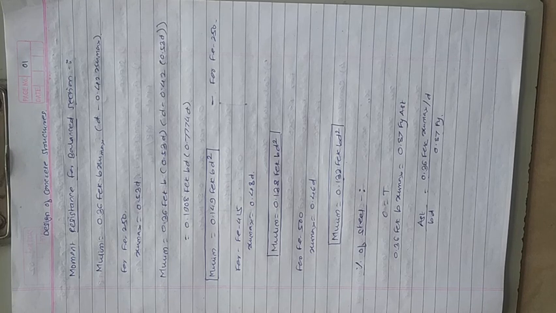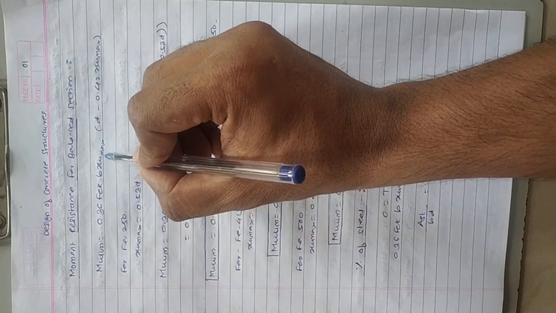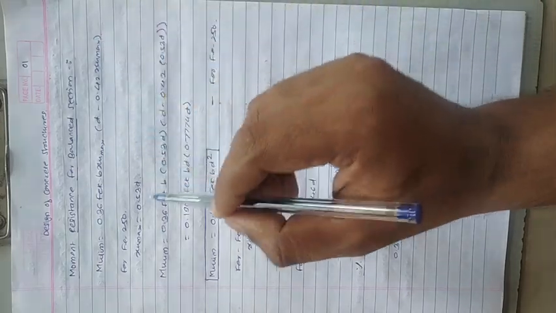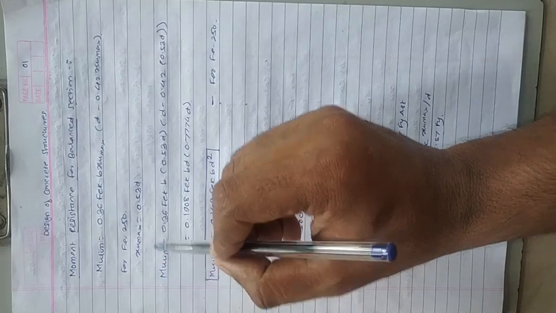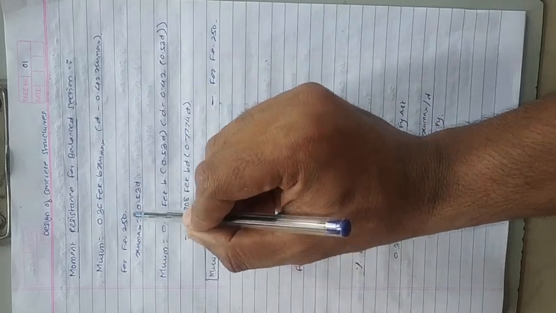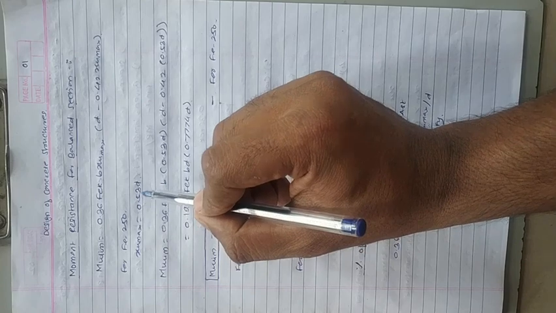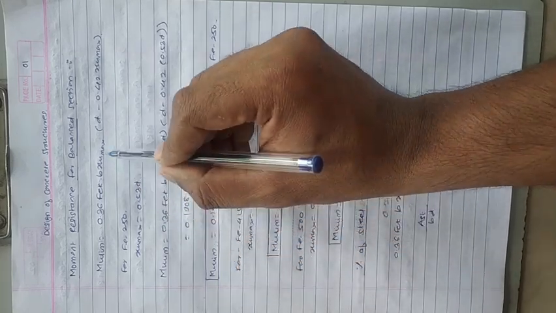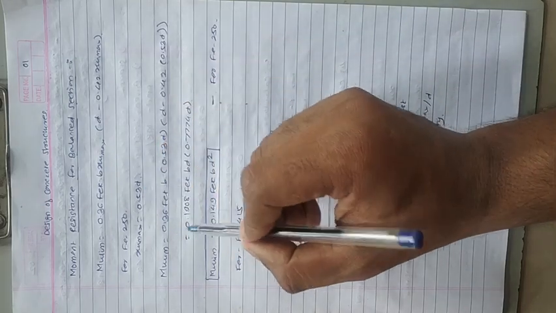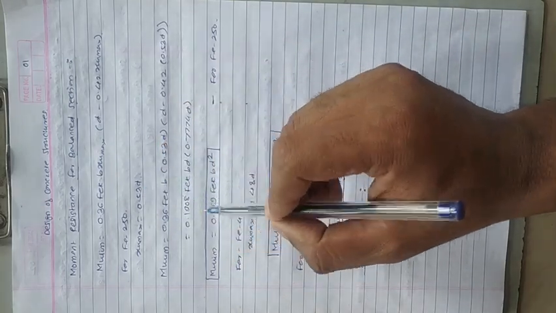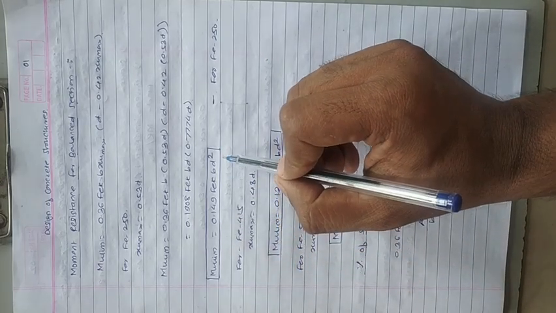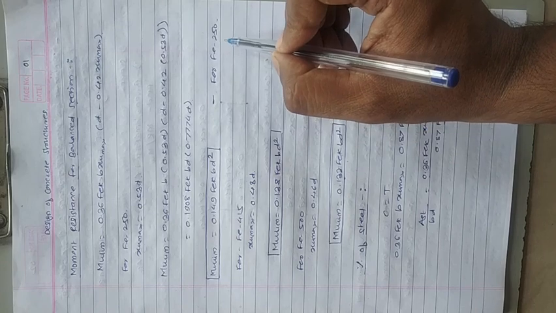So Mu limit for balanced section is 0.36 fck b into xu max into (d minus 0.42 xu max). And we know that xu max depends upon the grade of the steel. For Fe250, xu max value is 0.53d. So we put xu max equal to 0.53d in this equation. Then by solving this equation, we get Mu limit for Fe250 as 0.149 fck bd square. This is the Mu limit for Fe250.